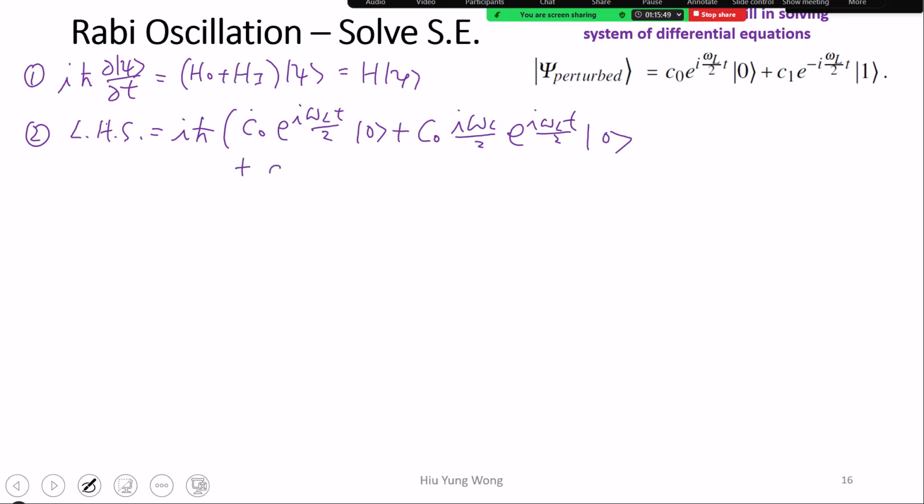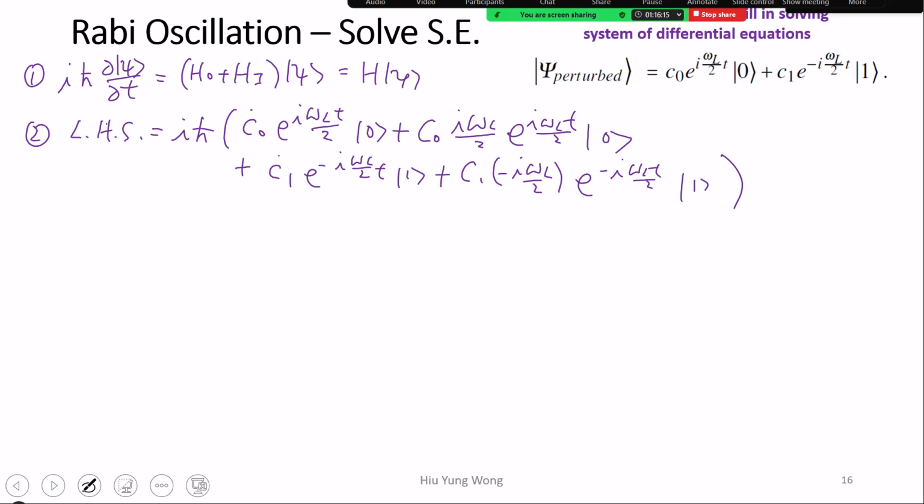So I do a similar thing for the second term. The second term will be C1 dot, and then I copy the rest. And then I will differentiate the second term. Again, I differentiate. I get negative i ω_L divided by 2 times e to the power negative i ω_L t divided by 2, and then the whole thing times |1⟩, right? Okay? So I differentiate this term.